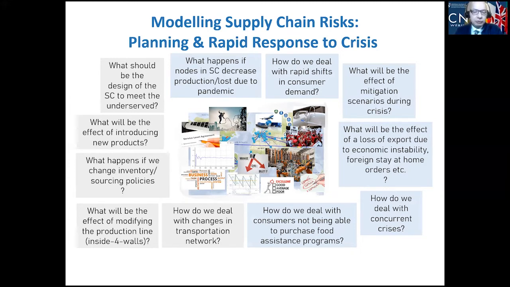It allows us to plan for disruptions in supply chains, to rapidly respond to crisis, which are shown here in blue backgrounds. For example, what happens if nodes in the supply chain decrease production due to the pandemic? How do we deal with rapid shifts in demand? What effect do some mitigation scenarios have? And the nice thing is that you can try before you actually carry it out, try before you buy, right? You can try it in the digital twin before you carry it out, which has all kinds of risks associated with it. And that's another power of this modeling, that it's really any supply chain.